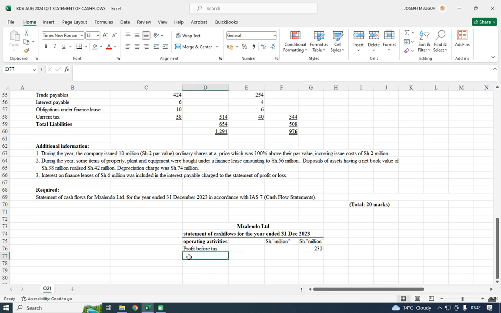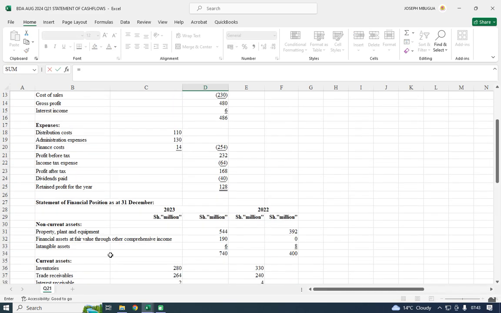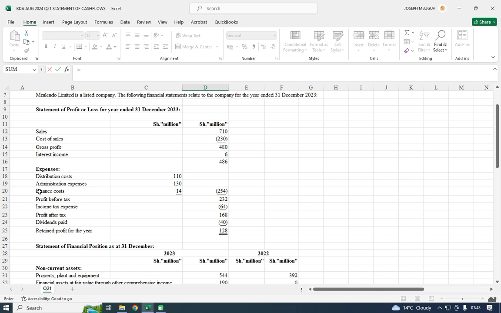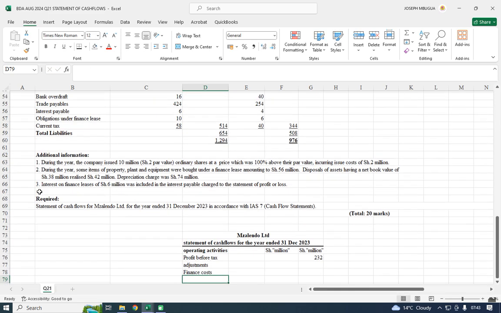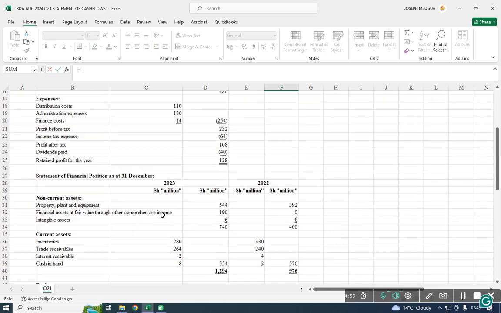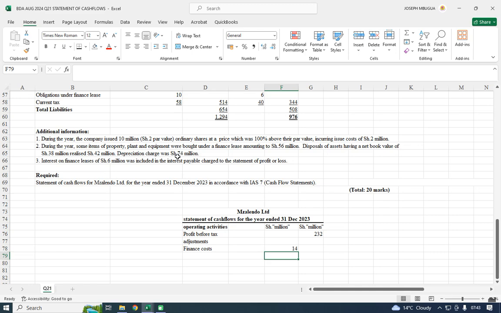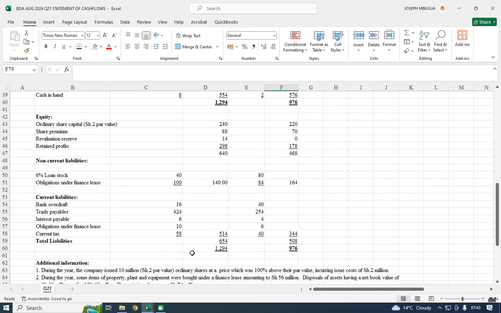We deal with the adjustments, of which it's not a must for you to write adjustments. And the first one, we start with what was included in the statement of profit or loss. We had finance cost. Finance cost is normally a financing activity, not an operating activity. So we add it back because it was deducted.